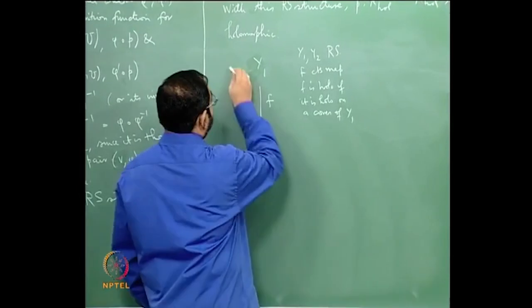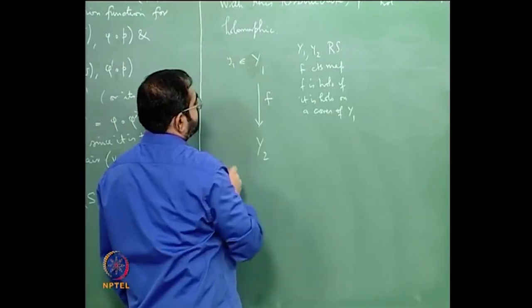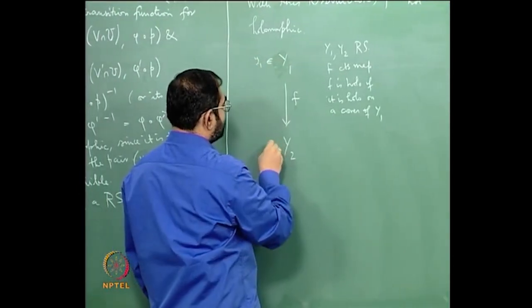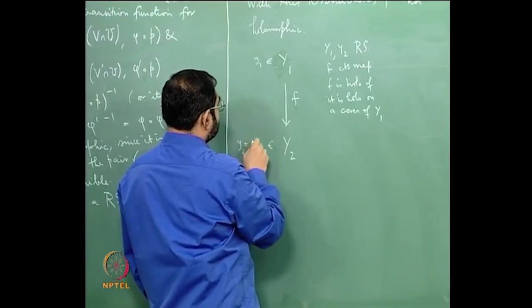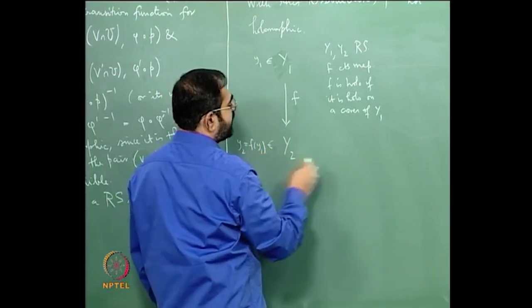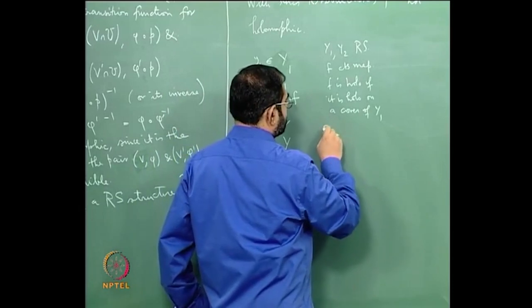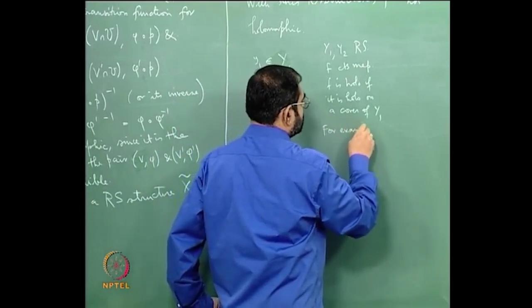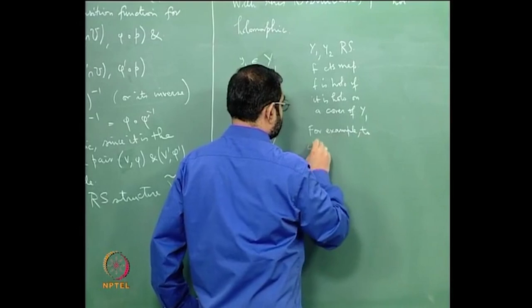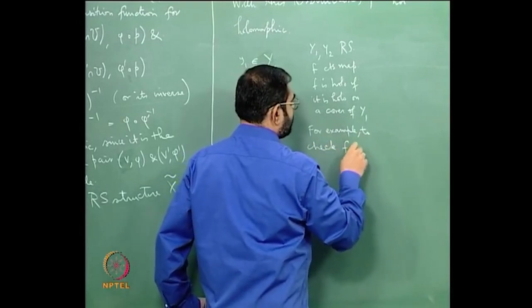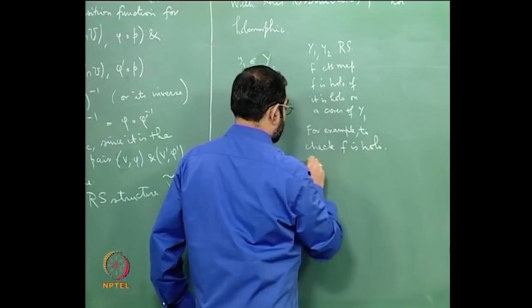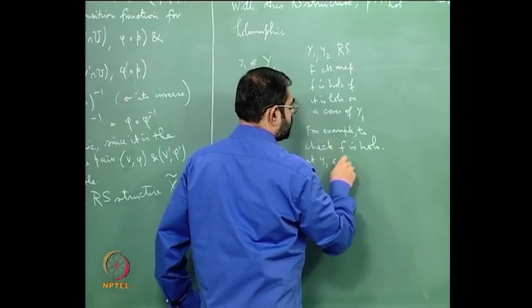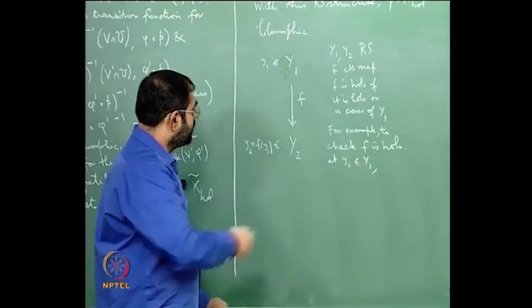So if y1 is a point of Y1, and if it goes to a point y2 which is f of y1, for example, to check f is holomorphic at y1, what do you do? Well, you do the following thing.